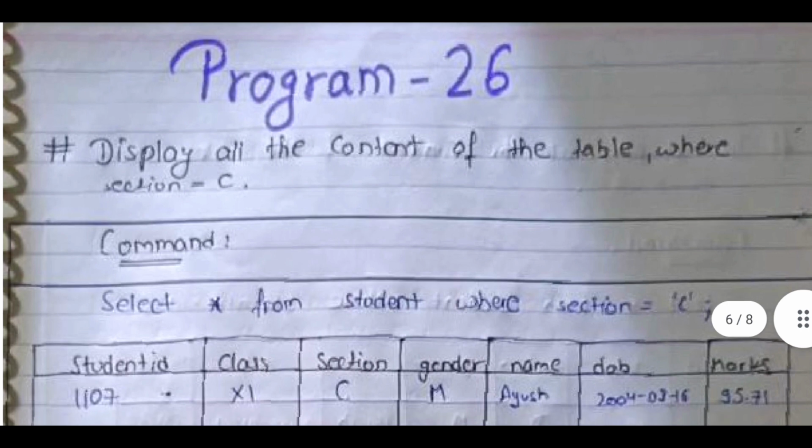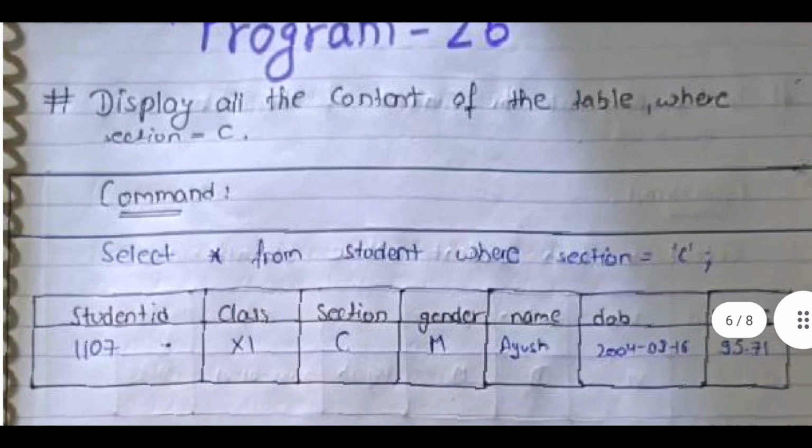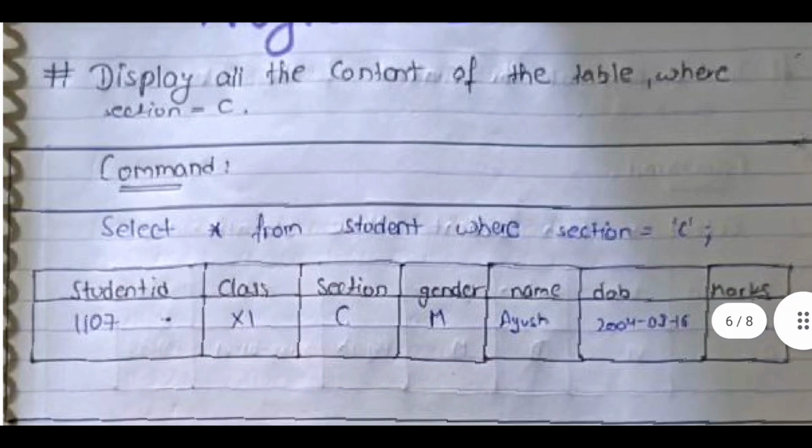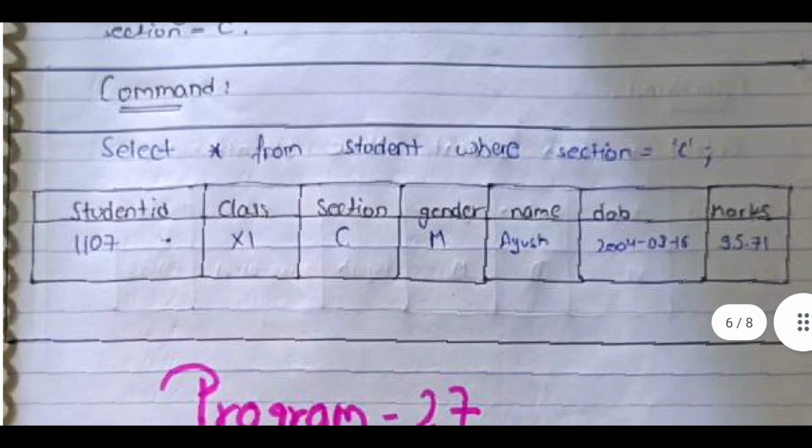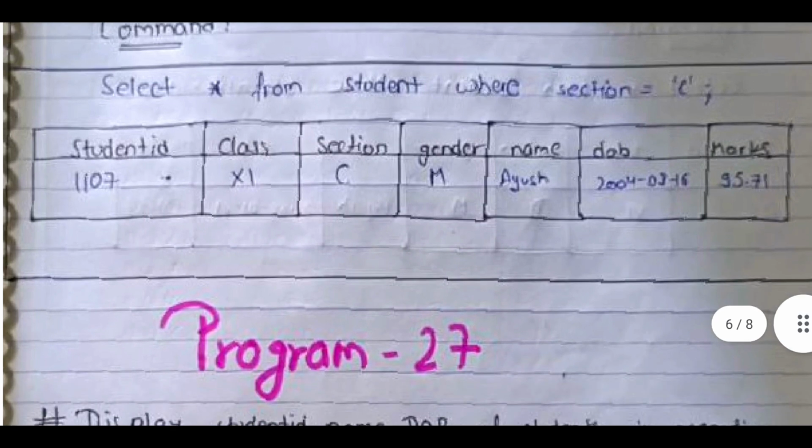Program number 26. Display all the content of the table where section is equal to C. So we have to display the content of the table where the section is C. So here we have only one. Select star from student where section is equal to C, full colon.